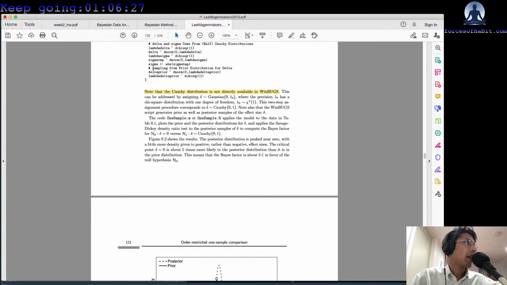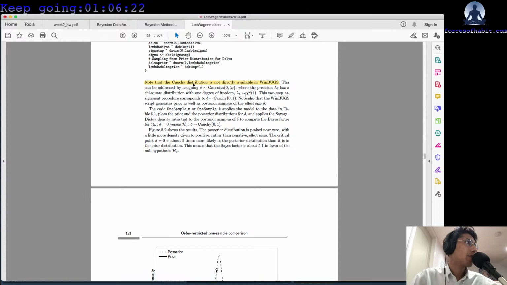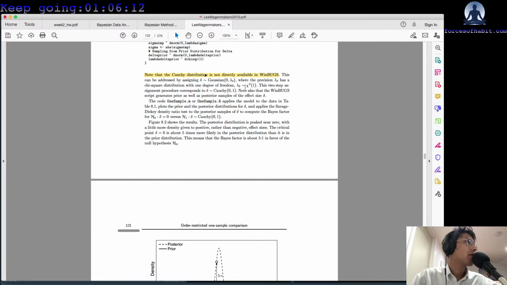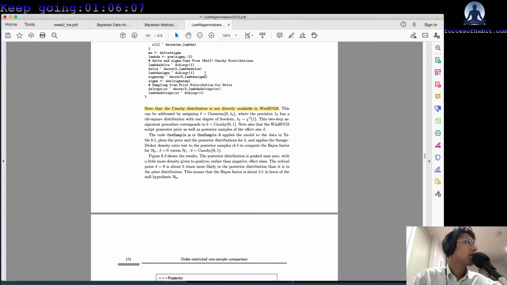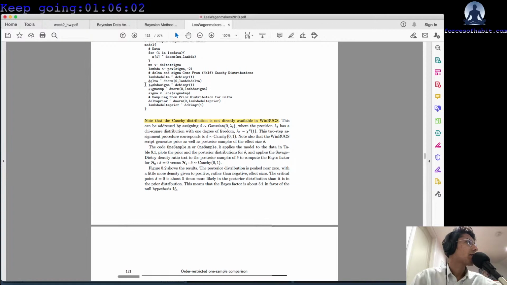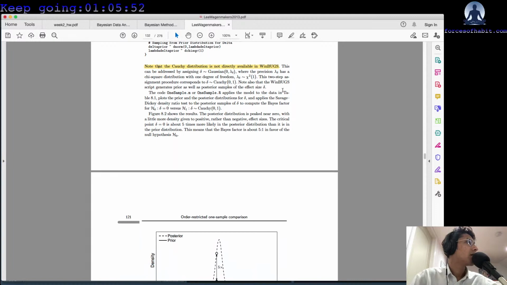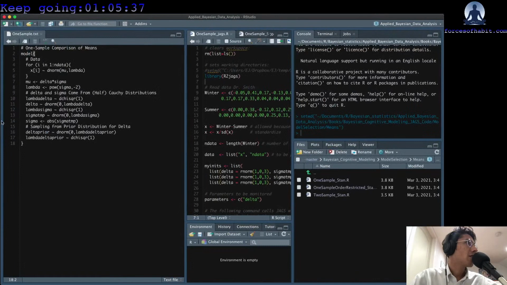And we're also getting the prior and posterior predictive distributions, or just prior distributions. Delta prior. Delta. And it applies the Savage-Dickey ratio test to the posterior samples to compute the Bayes factor. So let's take a look. So this model is then applied in the R script. And we're just going to go through here.